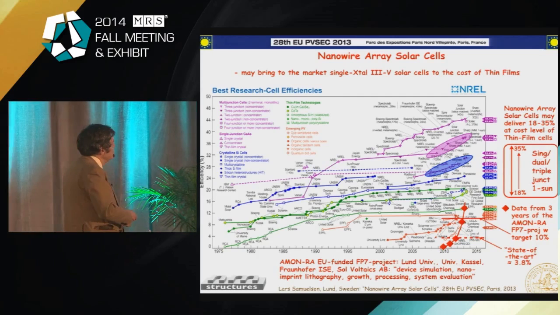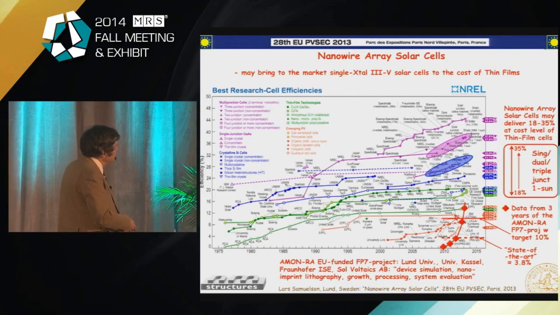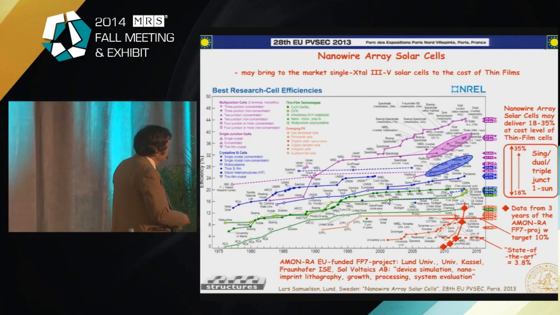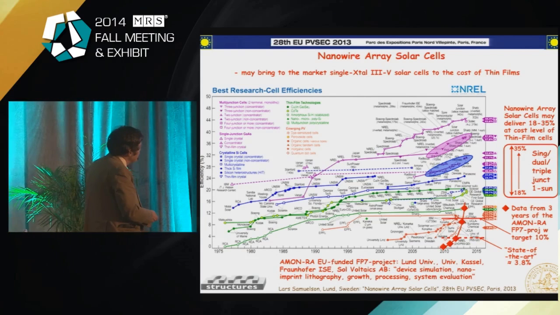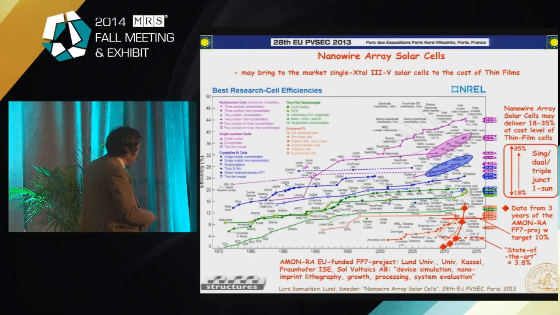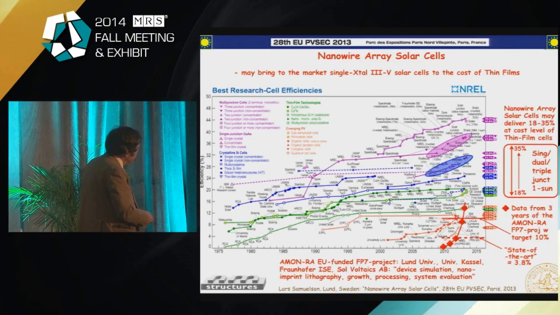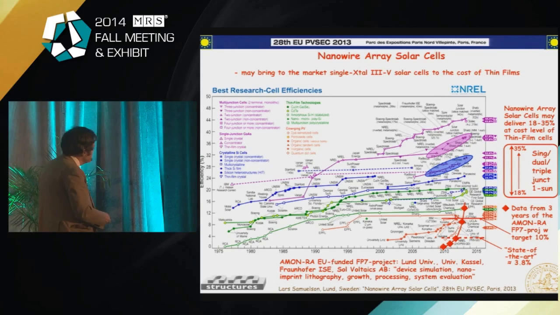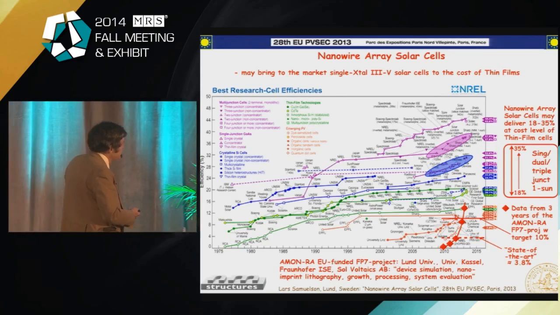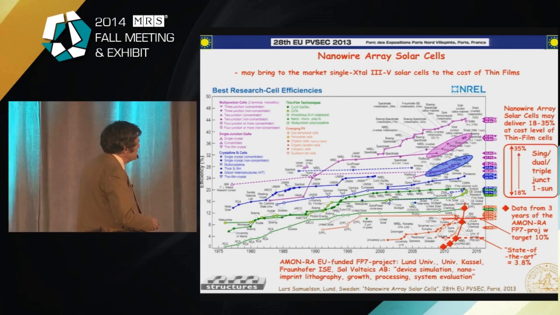So what we're doing is to build on something that we developed a few years ago, in a European project called AMON-RA, funded by the European Union, bringing together Lund with University of Kassel for theory, Fraunhofer Institute for Solar Energy Systems, and Photovoltaics, where we developed a technology where we reached, before the project closed, 14% in efficiency. And we had set the target to do 10%, and what was published before was 4% from a Japanese group.